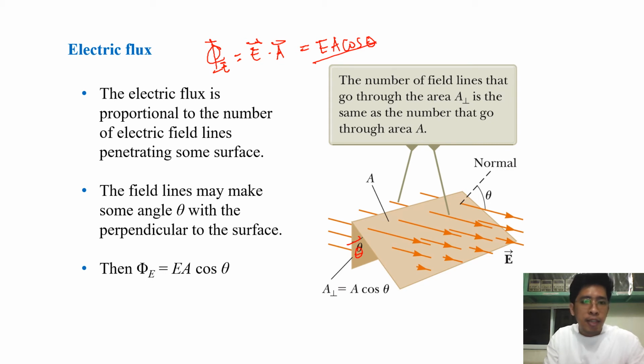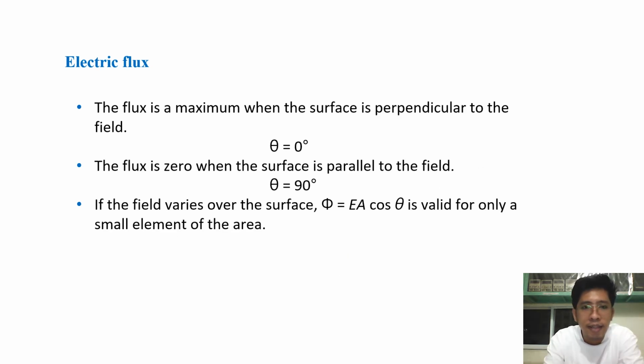The field lines may make some angle theta with the perpendicular to the surface, as I've said earlier. And if that is the case, you use flux E is equal to EA cosine theta, and theta is the smaller angle between your E and your A, always the smaller angle. Now, the flux is a maximum when the surface is perpendicular to the field.